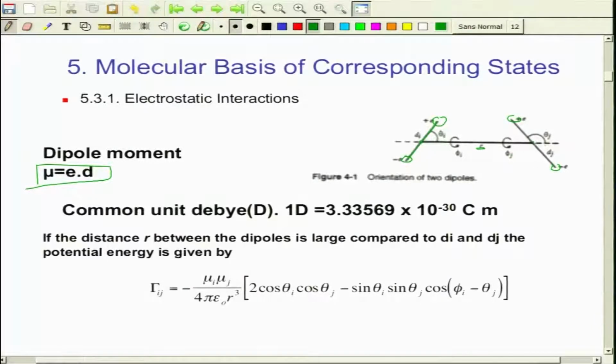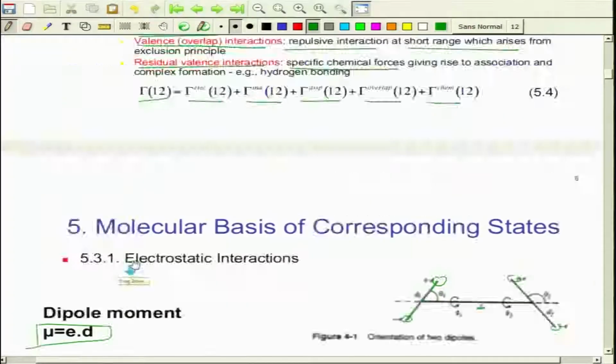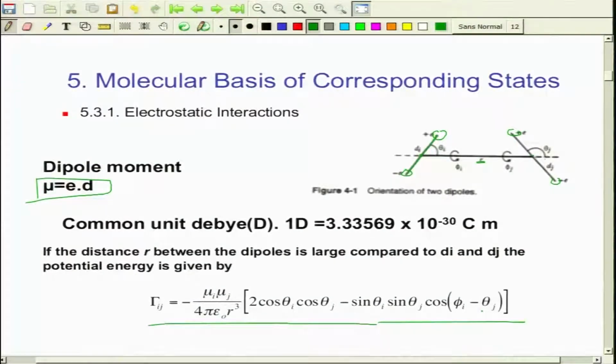So there are many possibilities. So you would have to add up all these Coulombic interactions, and then the expression will turn out to be this. This is the final expression, which not only depends on the dipole moments of molecules 1 and 2, but also on theta i and theta j, which are the angles with respect to the axis of the vector connecting the centers of mass of these two molecules. In addition, you have this phi i and phi j.